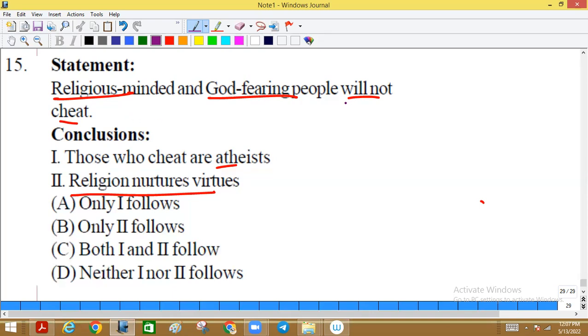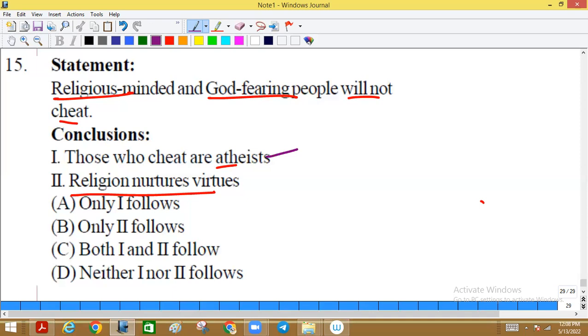లేదు. అక్కడ నుంచి నేను కన్క్లూజన్ తీసుకోవచ్చా లేదనేది మనం చూడాలి, దట్ ఇస్ ద మెయిన్ థింగ్. See, I'm asking a simple question, try to answer it. Religious minded and God fearing people will not cheat. Then who will cheat? Those who don't believe in God only will cheat. That is the same answer. Those who cheat are atheists. But here you have to be careful. What does careful mean? I said that religious minded people and God fearing people will not cheat. It means those who don't believe in God only will cheat. But at the same time, don't conclude that all atheists are cheats.